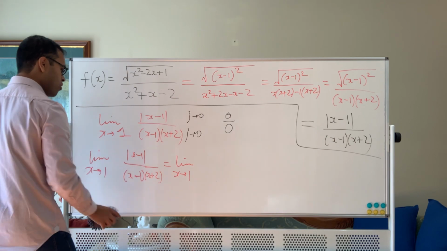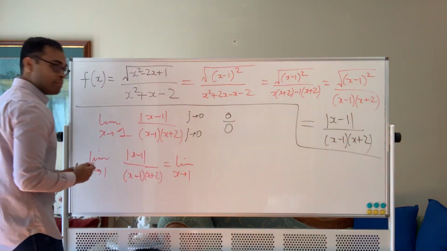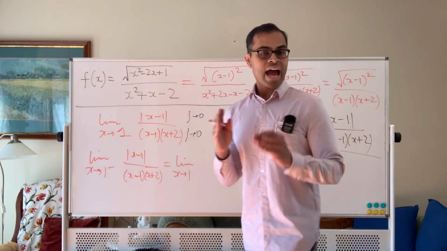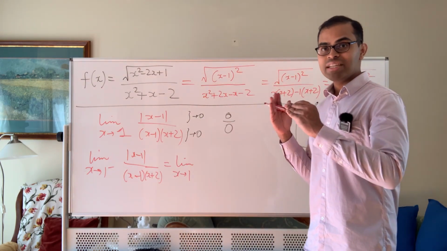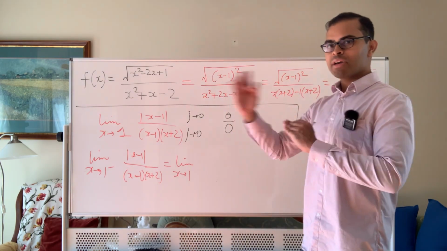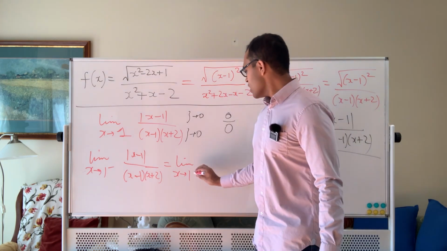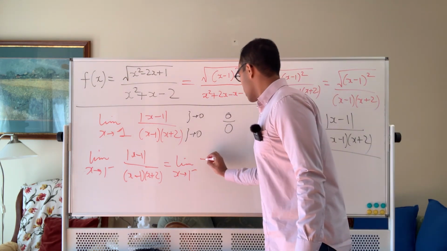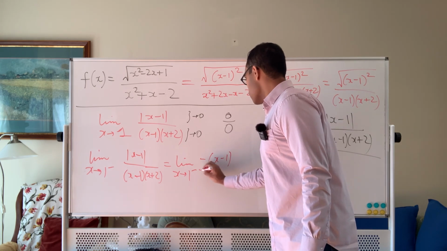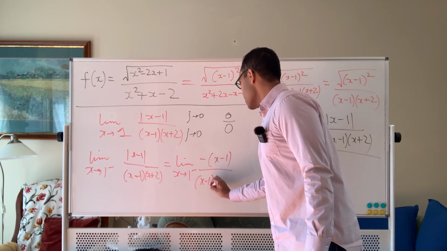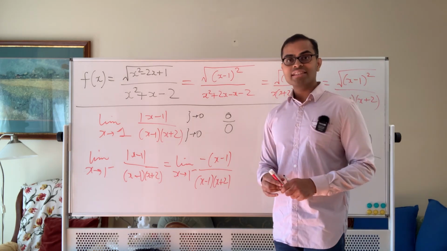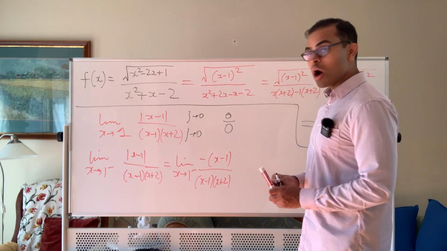The important point is that when you take a left-hand limit, x is going to be less than 1, so x minus 1 is negative. And the absolute value of a negative number is the negative of that number, because it always has to become a positive number. So here we're going to say this is the limit as x goes to 1 from the left of negative of x minus 1 on the top, divided by x minus 1 times x plus 2. And here you can just cancel an x minus 1 from the top and bottom.